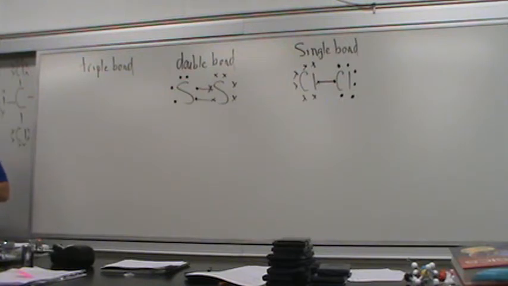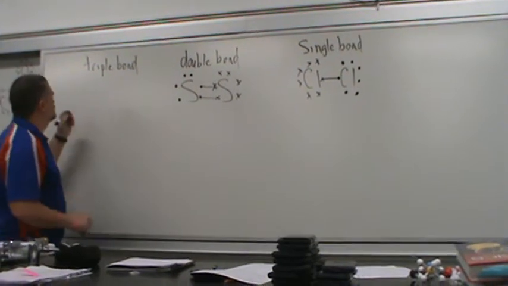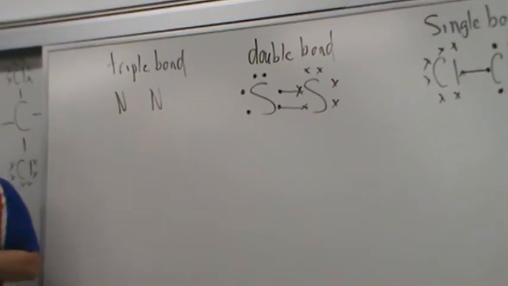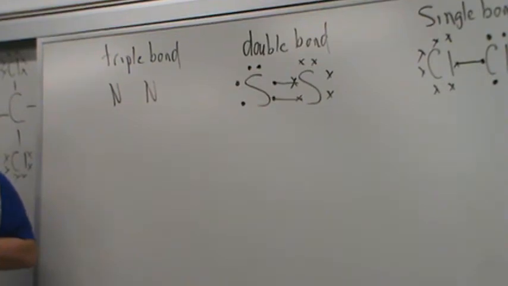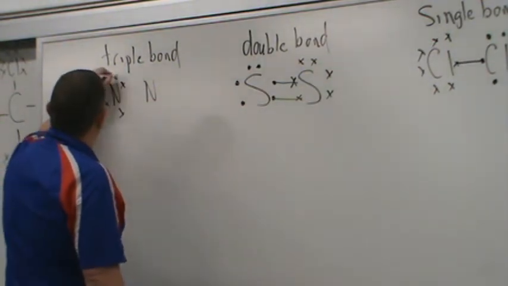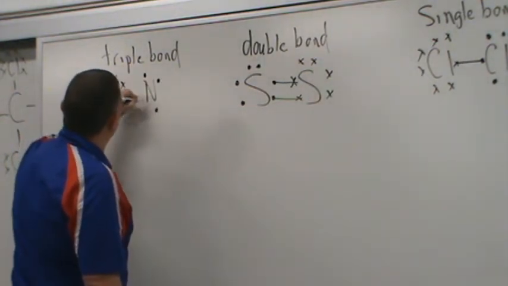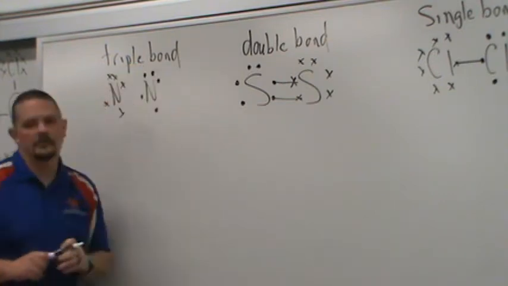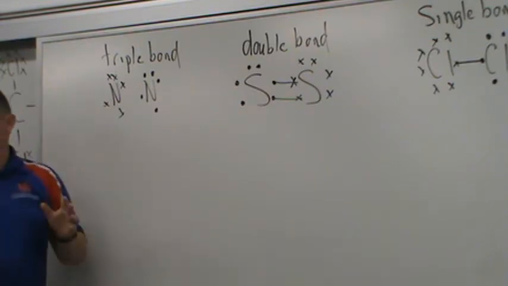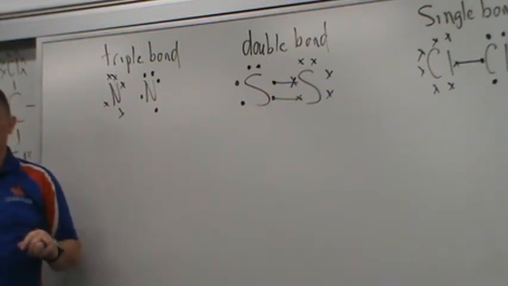Triple bond. Let's look at nitrogen. Nitrogen has how many valence electrons? 5. 1, 2, 3, 4, 5. So how many unpaired electrons does nitrogen have in this situation? 3. Okay? So let's go ahead and make a single bond between the 2 nitrogen atoms.